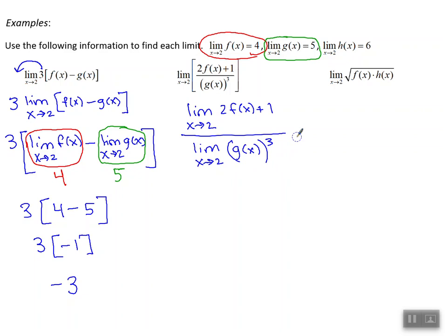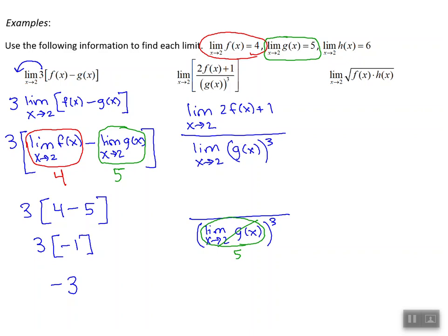Now remember, we can only use that quotient property if the denominator will not equal 0. So let's start by focusing on that denominator. In the denominator, we can rewrite that as the limit as x approaches 2 of g of x, and that limit will be cubed. Well, if we substitute this part right here with that value from above, this part is 5. And we see that our denominator will not equal 0. So we are safe to continue using this quotient property.